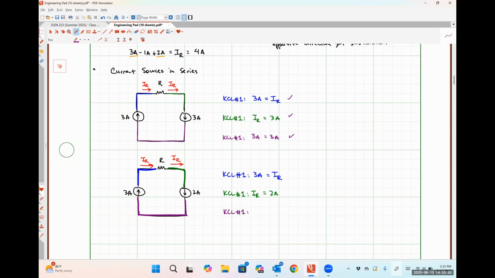if we do KCL formulation number 1 at the bottom or purple node, we have 2 amps flowing in and 3 amps flowing out, which obviously 2 is not equal to 3, and these guys don't agree with each other either.